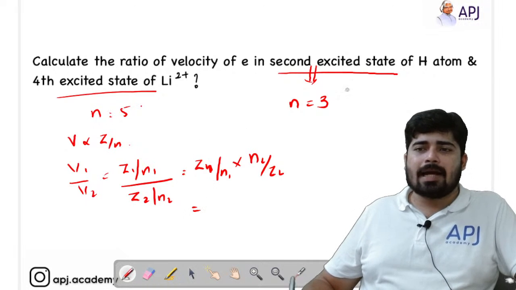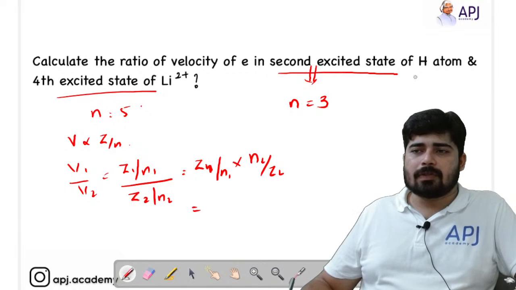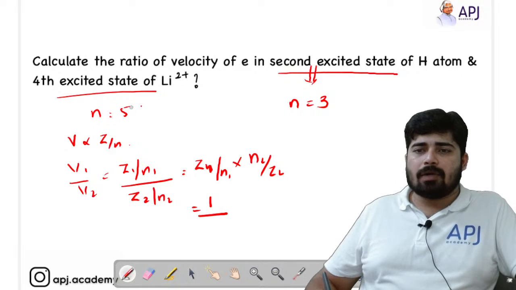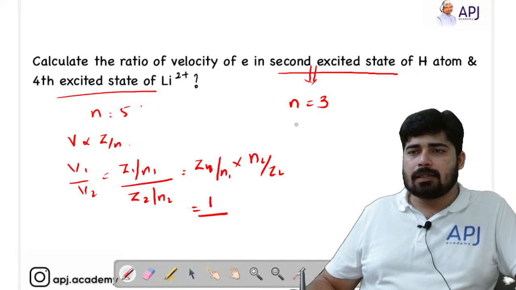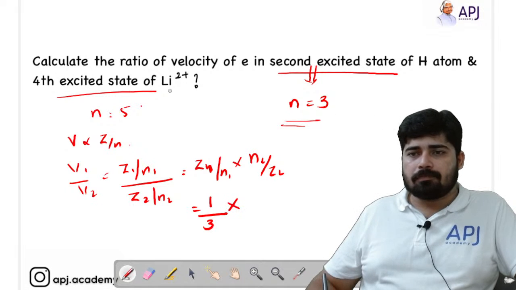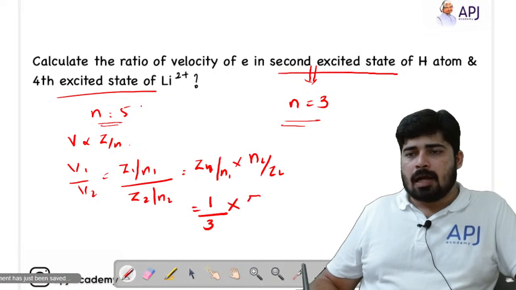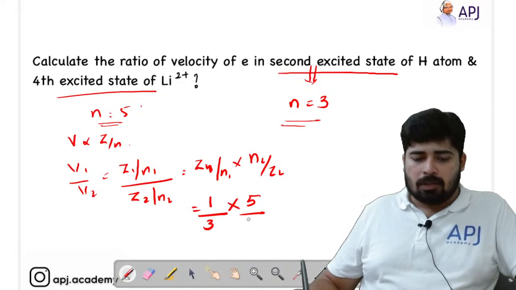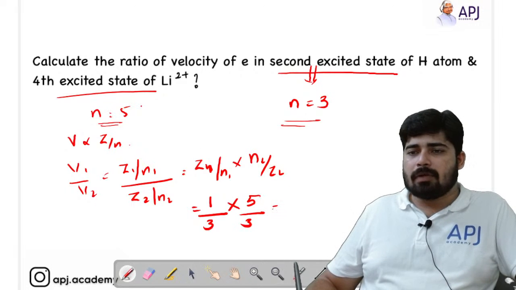What is z1? See, it is a hydrogen atom. In the first case it is a hydrogen atom, so I can give it as 1. What is n1? n1 means the number of the shell, that is the third shell, so here it is 3, into n2. What is n2? n2 is the number of the shell of the lithium, that is 5. And z2 means the atomic number of lithium, that is 3. So we get the value v1 by v2 equal to 5 by 9.